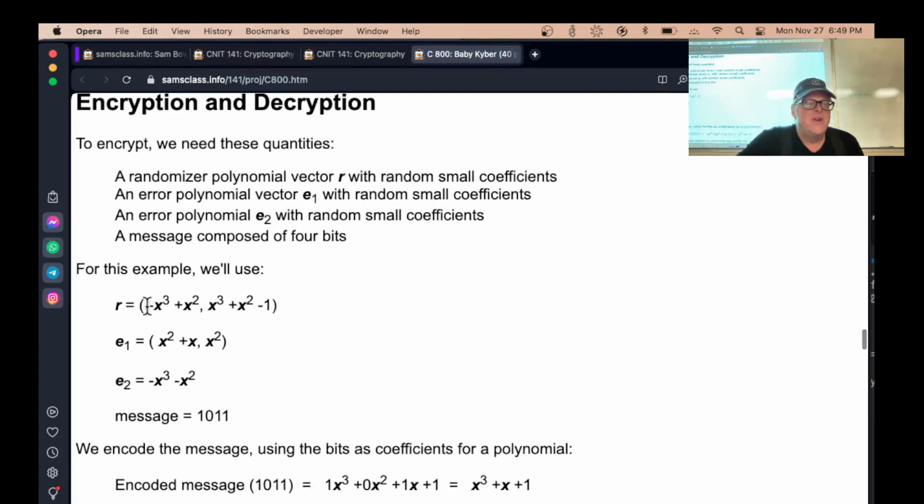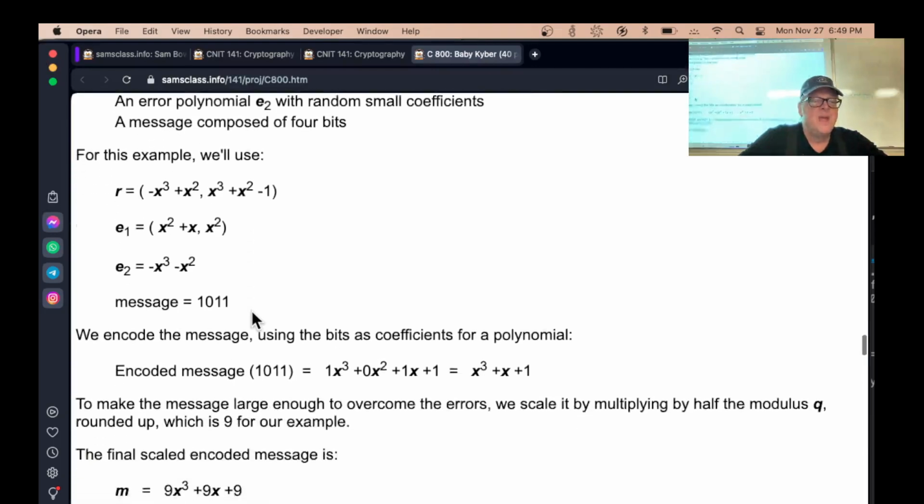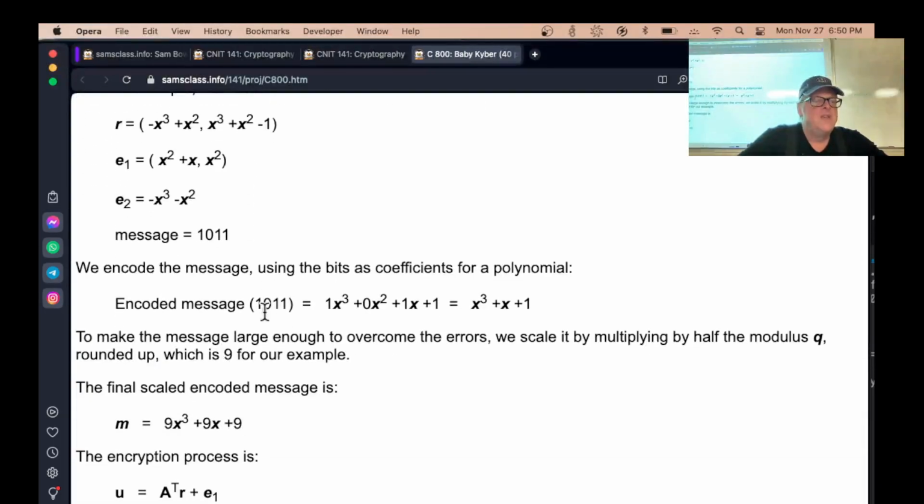So here's what we're going to do. Here's a random polynomial with small values. The randomizer, here's 2 errors. These are just all random values. Random with small values, so I just use plus, minus 1, and 0. We encode the message using bits as coefficients. So I want to encode 1, 0, 1, 1. So I take 1x cubed plus 0x squared plus 1x plus 1. That is the encoded message.